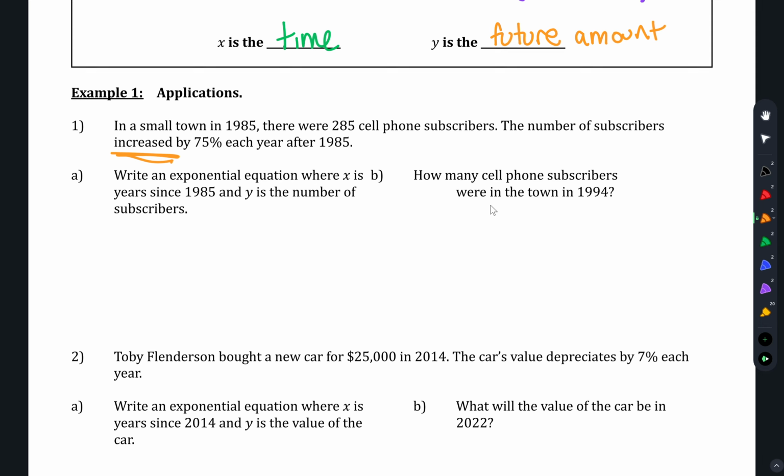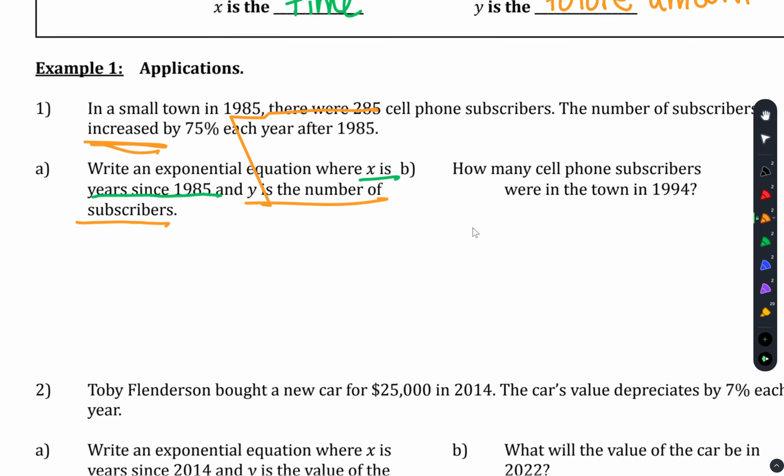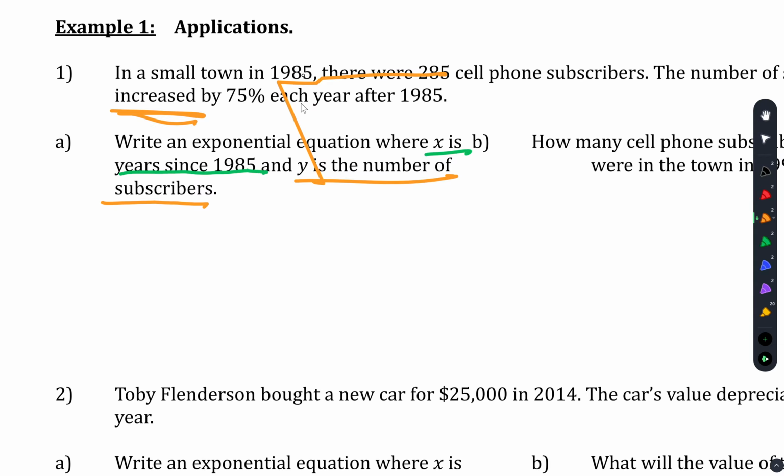When we look at letter A and it says write an exponential equation where x is years since 1985 and y is the number of subscribers, I'm just writing my equation. I'm not plugging anything in yet. I just want an equation with x and y values in it. So to start off, my y value is just going to be y equals. Then I go to my initial value. My initial value says that there was 285 cell phone subscribers. So that is going to go in the position of a.